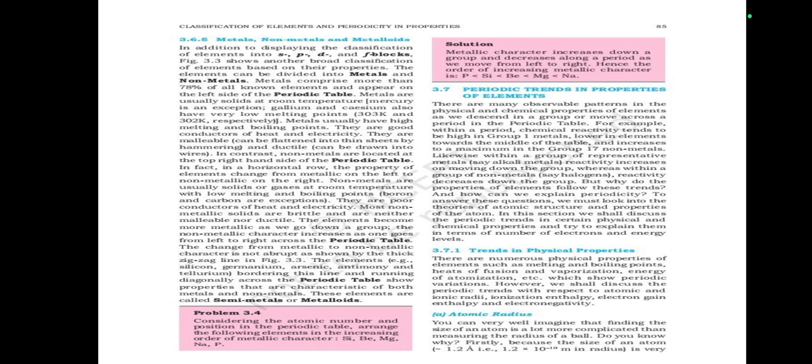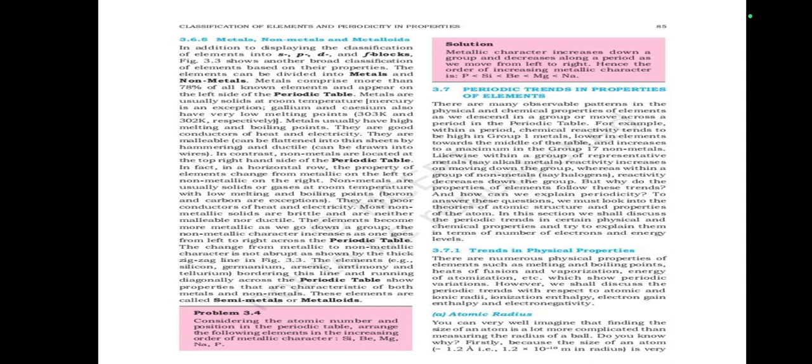But why do the properties of elements follow these trends, and how can we explain periodicity? To answer these questions, we must look into the theories of atomic structure and properties of atoms. In this section, we shall discuss the periodic trends in certain physical and chemical properties and try to explain them in terms of number of electrons and energy levels.